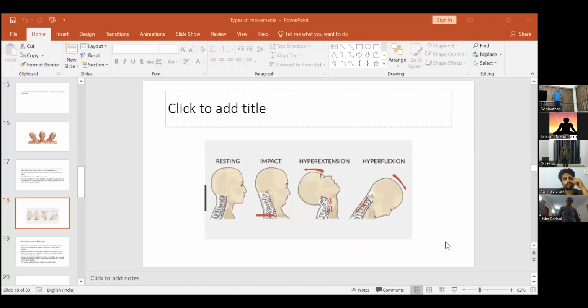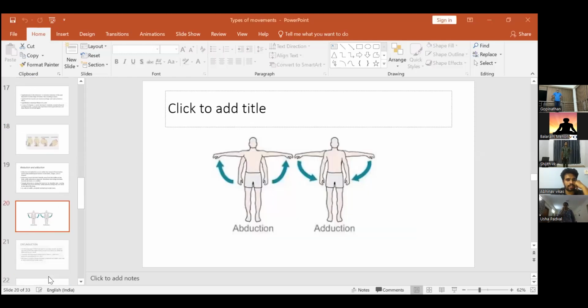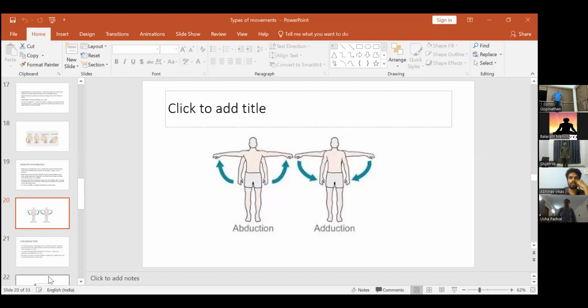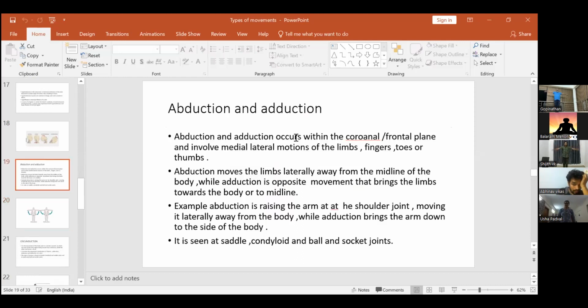Next, see this figure, I will explain to you. Abduction, adduction. Anything going away is called abduction. Adduction means coming in. Abduction and adduction occur within the frontal plane and involve the medial-lateral motions of the limbs. Abduction moves the limbs away from the midline of the body, and the opposite is called adduction.